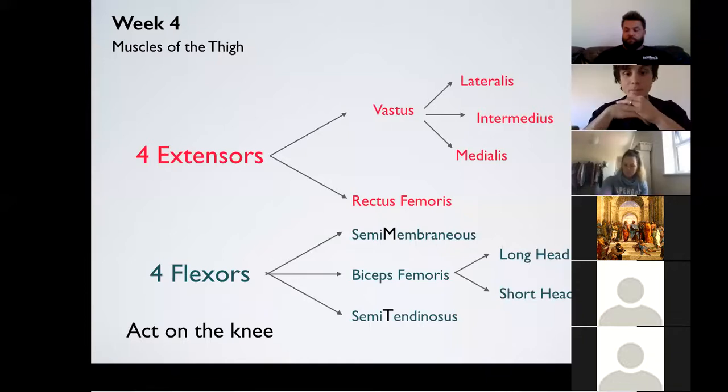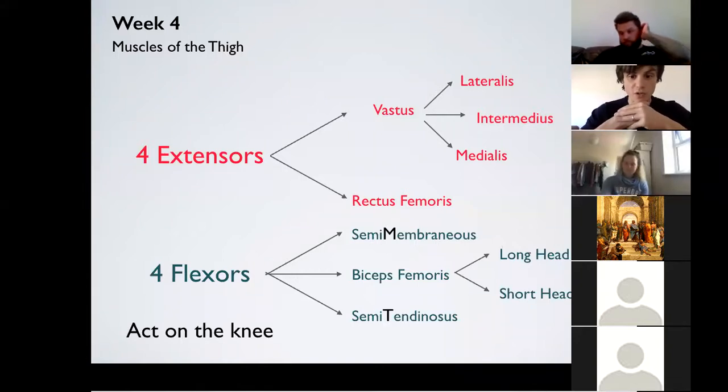But the semimembranosus is medial, and that just helps me remember that it's the innermost of the hamstrings, because it's closest to the medial line of the body. The biceps femoris has a long head and a short head. And as I said before, biceps femoris and your biceps brachii both have 2 heads. So it's just one way of remembering that, and that acts as the 4 flexors of the knee.